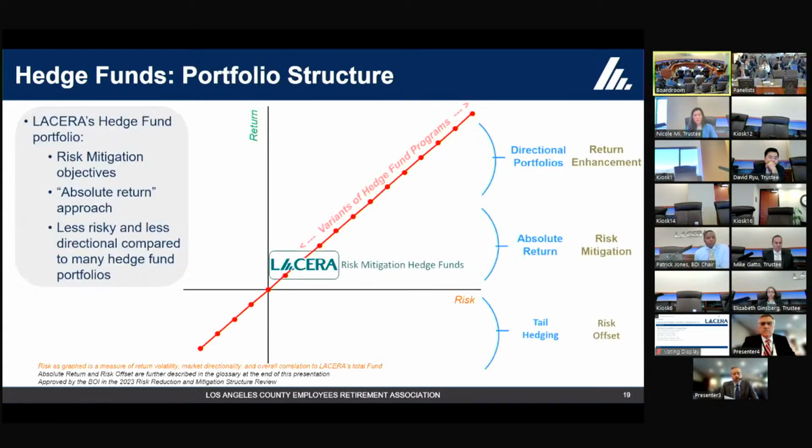The next page depicts LACERA's program in relation to other possible implementations for hedge funds programs. Tail hedging portfolios that are designed to profit in a market crisis but often lose value in the long run would plot in the lower left. LACERA's program is conservatively implemented where return expectations are positive with a low correlation to major markets and a low correlation to directional portfolios. We take a middle ground approach, or an absolute return approach, and focus heavily on risk metrics, not just a single return number. The takeaway here is that our program is designed to be risk mitigating with positive returns over time.